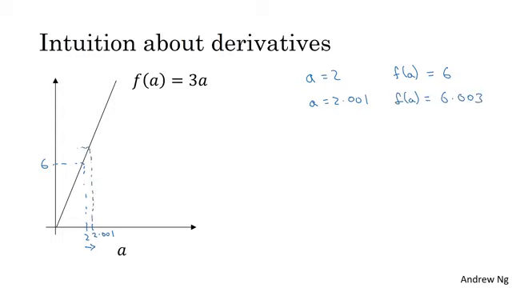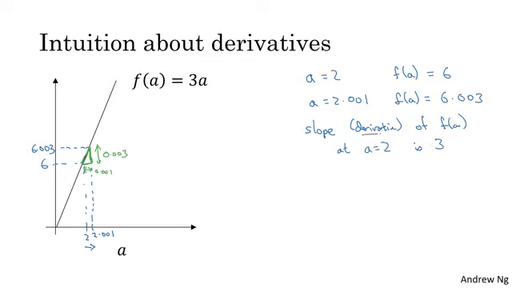So plot this over here. This is not to scale. This is 6.003. So if you look at this little triangle here that I'm highlighting in green, what we see is that if I nudge a 0.001 to the right, then f of a goes up by 0.003. The amount that f of a went up is 3 times as big as the amount that I nudged a to the right. So we're going to say that the slope, or the derivative, of the function f of a at a equals 2 is 3.